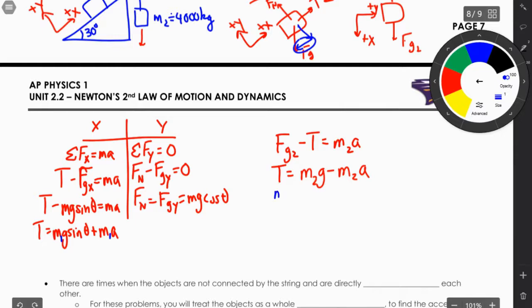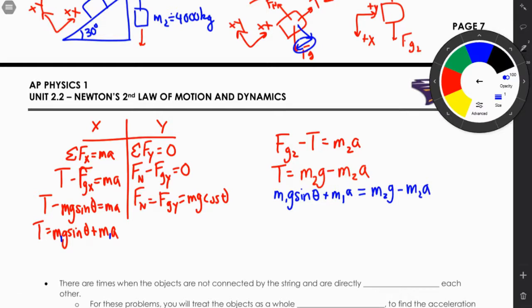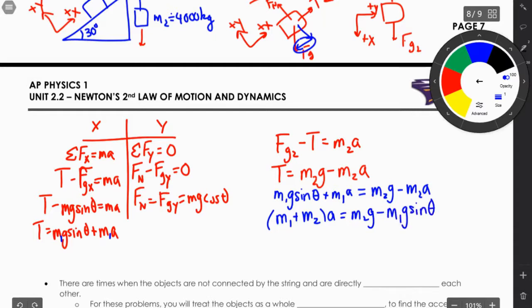So it's going to be M1 G sine theta plus M1 A equals M2 G minus M2 A. Get anything with a G to one side, anything with an A to the other. So we're going to have M1 plus M2 times A equals M2 G minus M1 G sine theta. Remember I told you what the signature of Atwood machines is? Total mass. There it is right there, M1 plus M2.